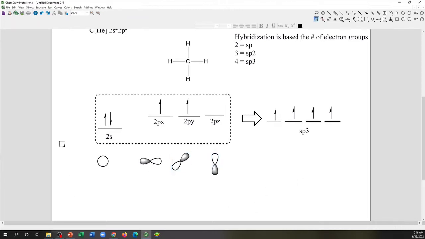All right, once we've taken these up and hybridized them, not only did we normalize the energy, so all four of them are the same energy, they're also all four going to have the same shape. And that shape is 1/4 sphere, and 3/4 of the shape is this dumbbell. And what we end up drawing is something that looks like this. And we have 4 of these.